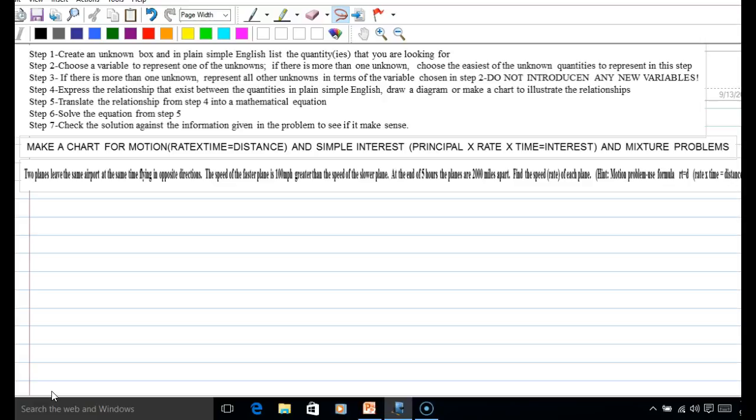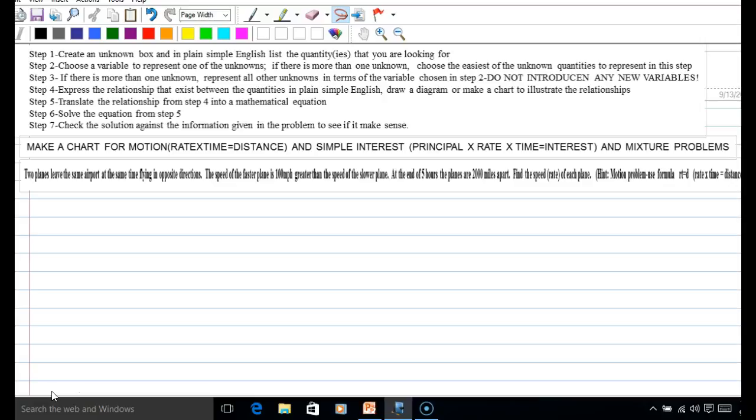So if it's a simple interest problem, principal, which is the money that you invested, times the rate as a decimal. For example, 3% as a decimal would be written as 0.03, and the time in terms of years. So if it's 2 years, the time is 2. If it's 6 months, the time would be 1/2 or 0.5. And you multiply the principal times the rate times the time, and that will give you the interest.